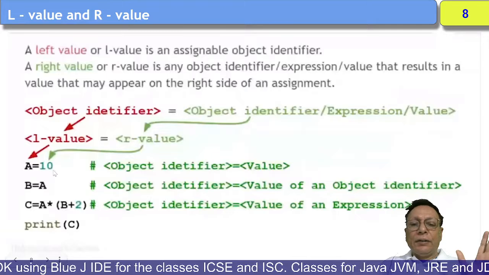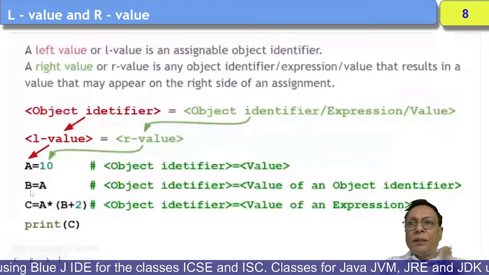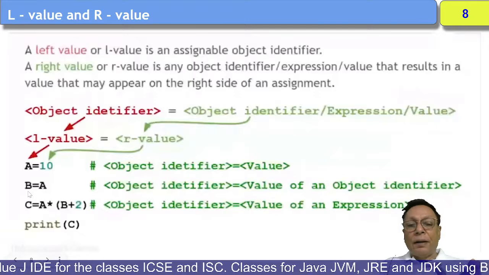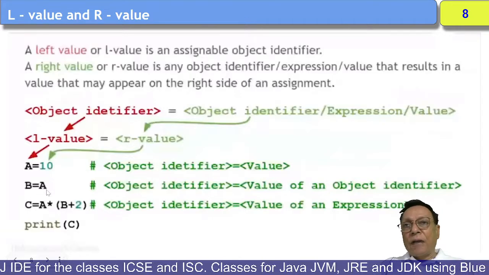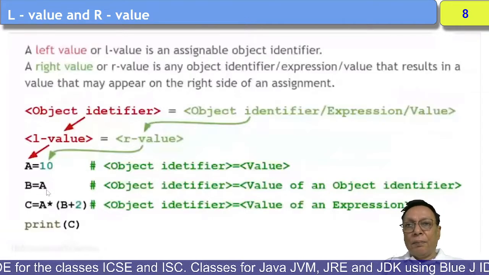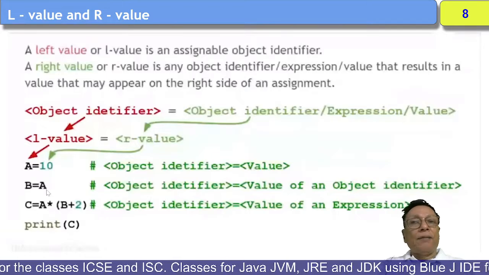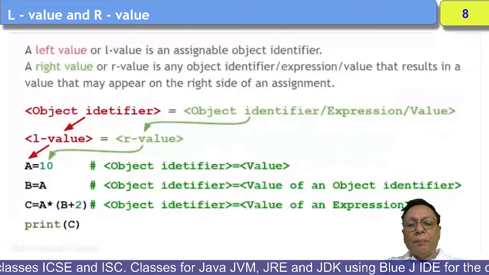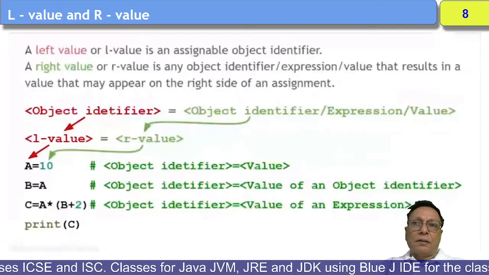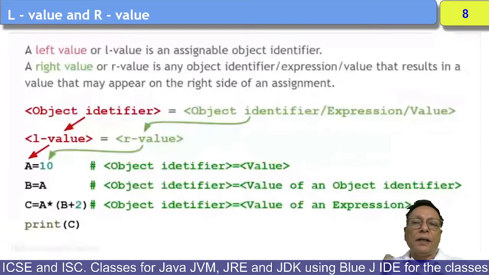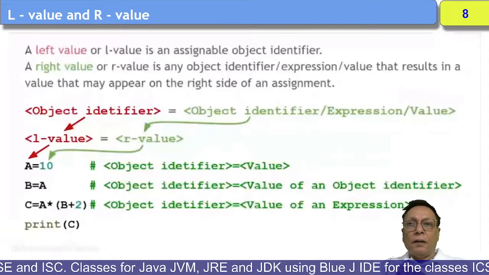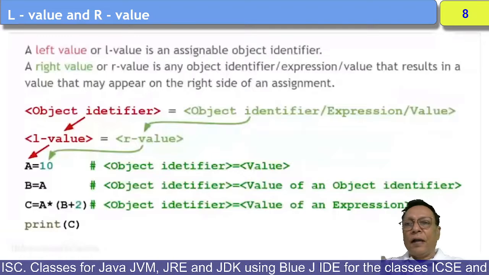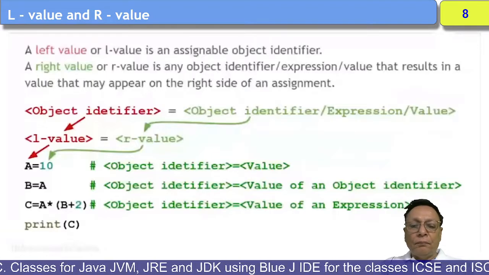A is equal to 10 is valid. When you say B is equal to A, this is the L value, this is an identifier, and A is the R value, which is also an identifier, but in R value, an identifier is permitted. So B is equal to A means A is transferring or copying its value to B. Hope you understand the difference between L value and R value.